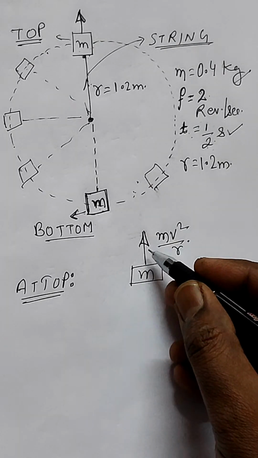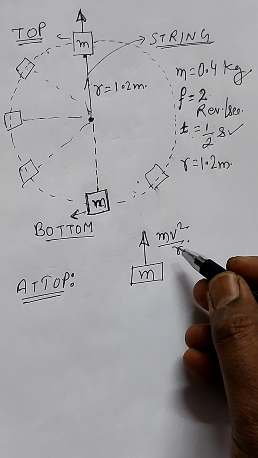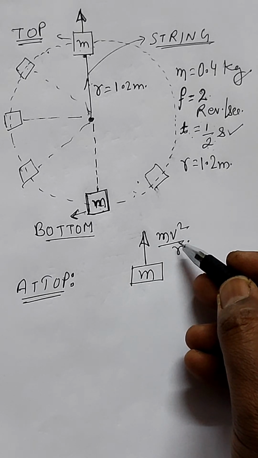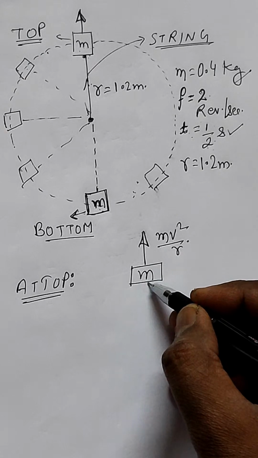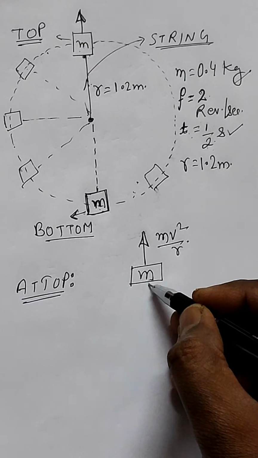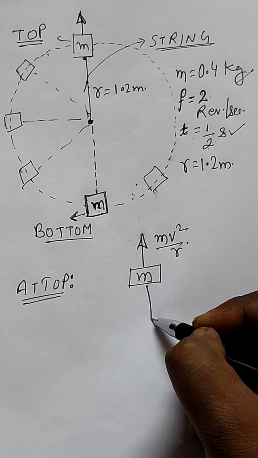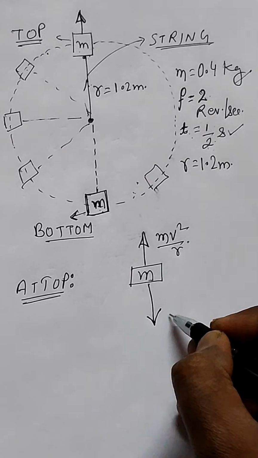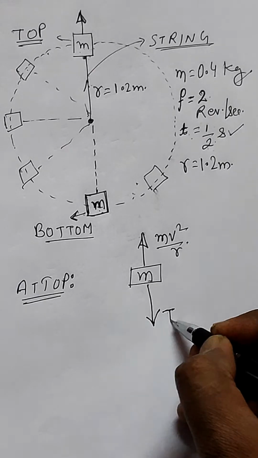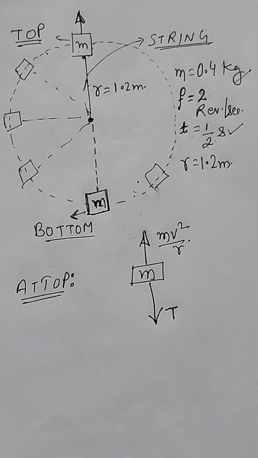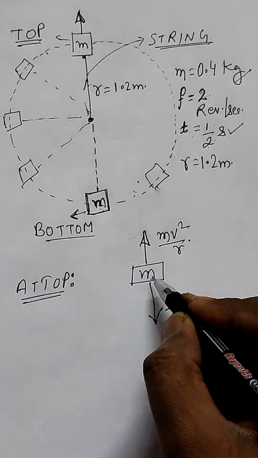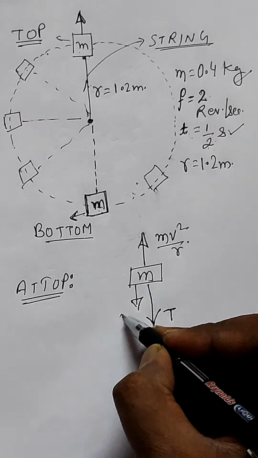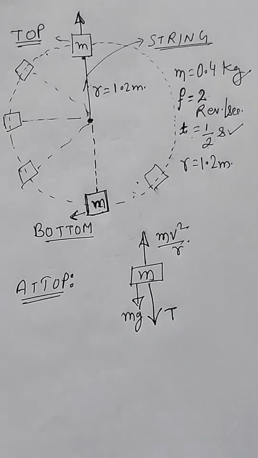And this will be mv square by r, this is the centrifugal force, right, acting on this body, and the string is tied in this direction, right? So there will be a tension in this string, let's say T, right? And across it, the weight of the body is also acting downward, that is mg, right?